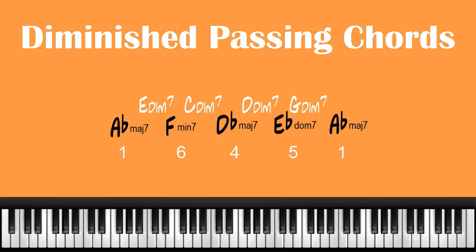Now let's look at the application of the diminished passing chord to our sample progression, which is a 1 6 4 5 1 in the key of A flat. I'll first play through the chord progression, and then I will add individually the passing chords. I will be adding an E diminished 7 to the F minor 7, a C diminished passing to the D flat major 7, a D diminished passing to the E flat major 7, and a G diminished passing to the A flat.